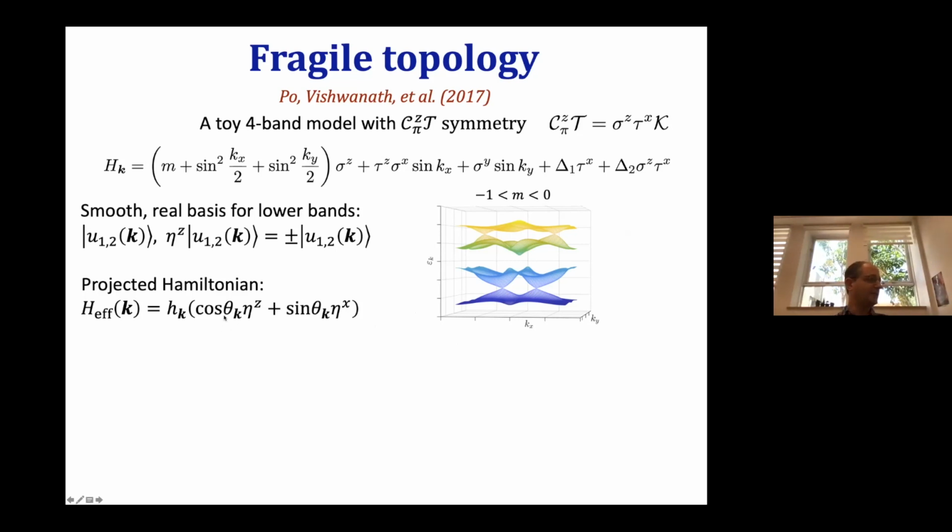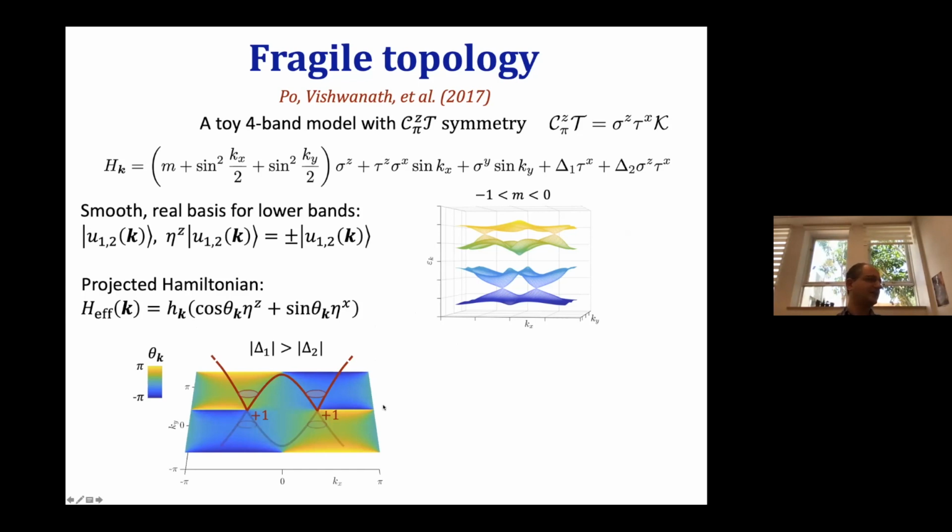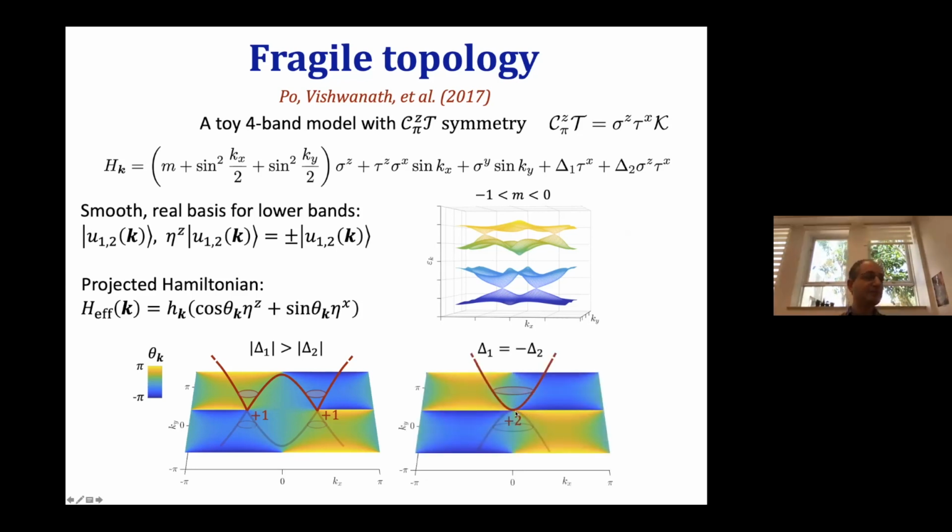And therefore, you see that we can define this angle theta k and ask about the winding of this angle around the Dirac points. So this is what this angle theta k is doing over the entire Brillouin zone. And if you work it out carefully, you'll see that these two Dirac points actually have the same winding number. So this means that these two bands have fragile topology. Now, the consequence of this is that unlike what we're used to, when you change parameters of the Hamiltonian, you can move these Dirac points around, but even if they collide, they actually cannot annihilate each other.